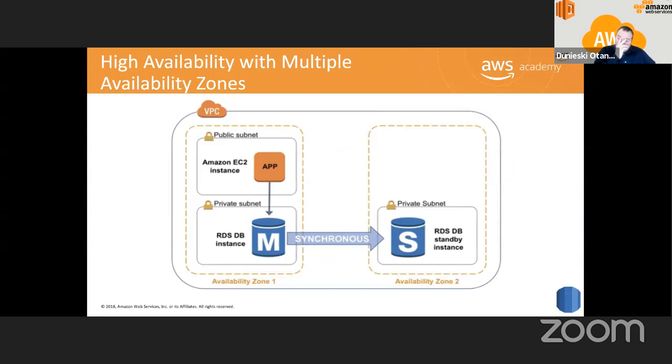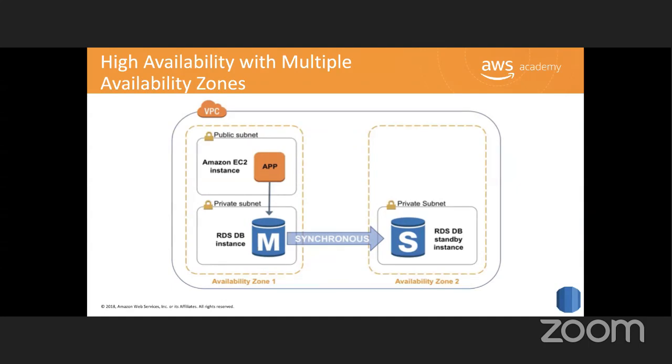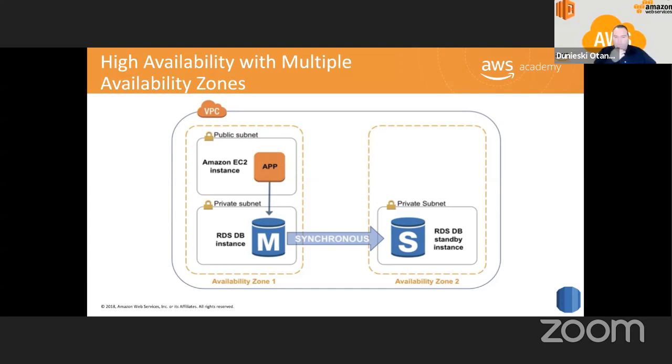Now, how can you make your database highly available? Okay, it's by enabling multi-AZ. Remember what we saw before? In the production database, RDS, you can enable multi-AZ, and then you're gonna have a standby database here in the other availability zone, just waiting there. If something happens, it will fail over to this one, right?